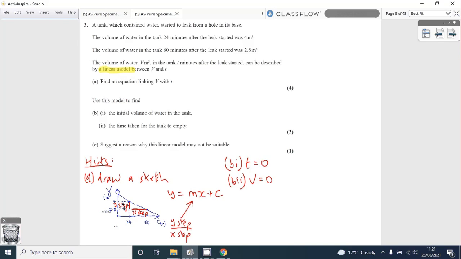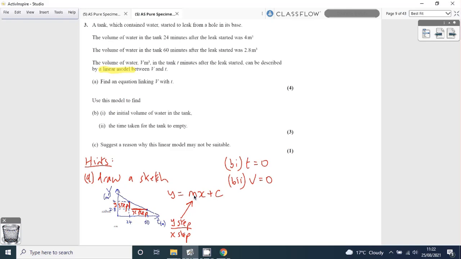So let's just go and sketch and draw the data that we know. I've done time along the bottom and the volume as my y-axis. And I know after 24 minutes, the volume is 4. So that's that point there. And I know after 60 minutes, the volume is 2.8. So those are my two points here. And really from then onwards, I'm away. I've got a straight line through those points. I can just use y equals mx plus c to work out the gaps.